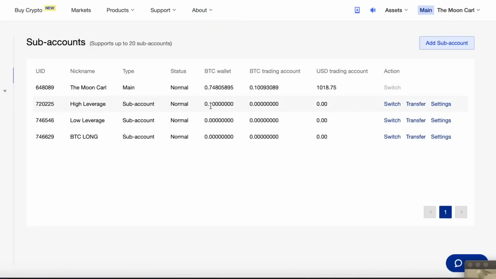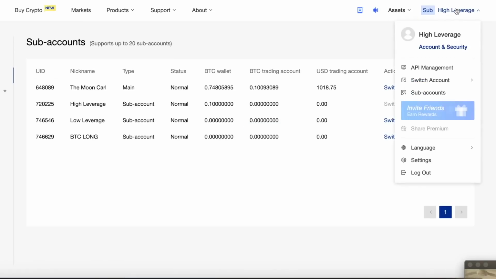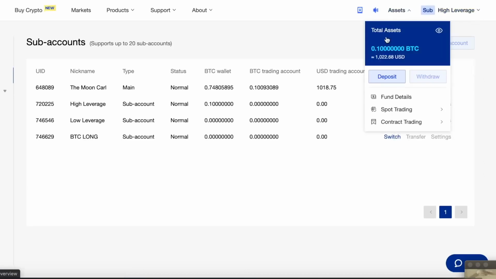But I still don't have Bitcoin in my Bitcoin trading account. This is something that we have to deal with. So let's click switch here. This means that we are going to switch to this account. If I click here, now you can see that we are now on this high leverage sub account. This is very convenient because I didn't have to create a new email and a new account. I just created a sub account. Very, very easy.